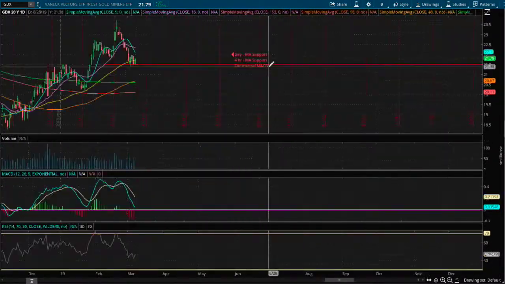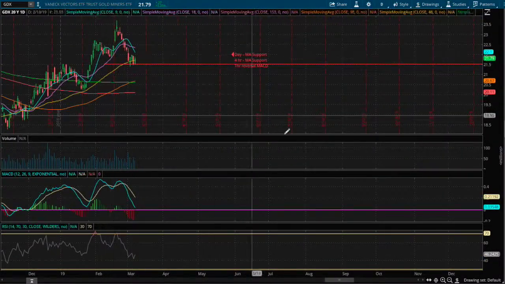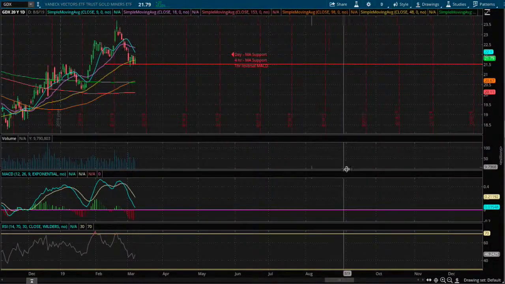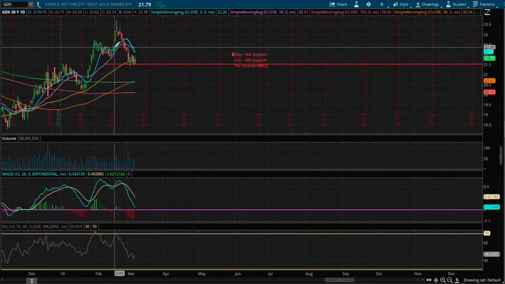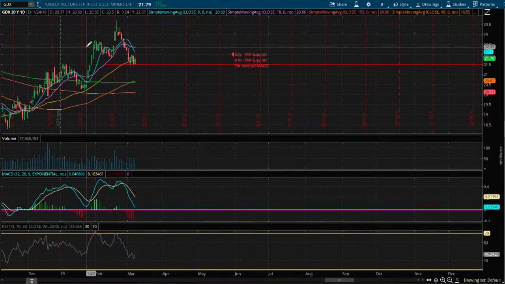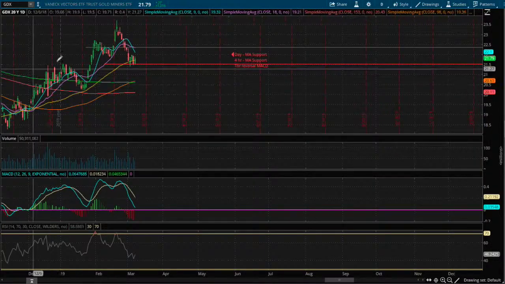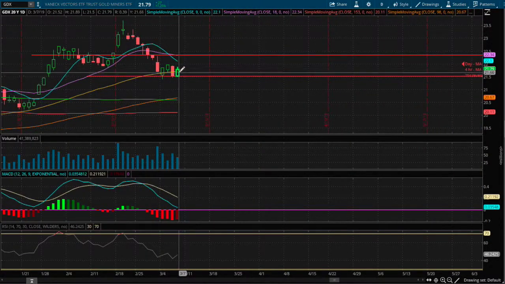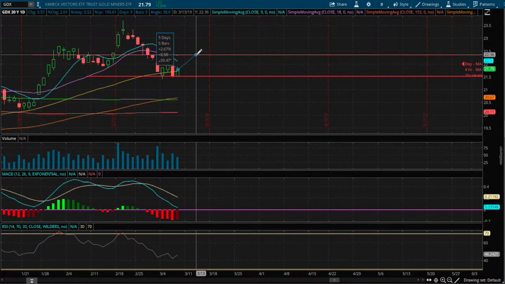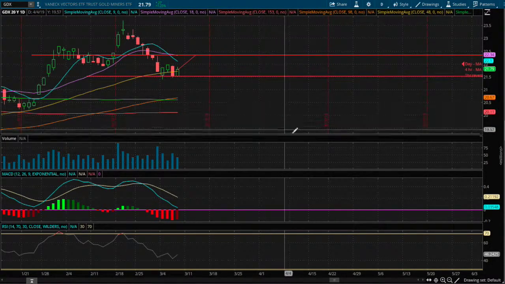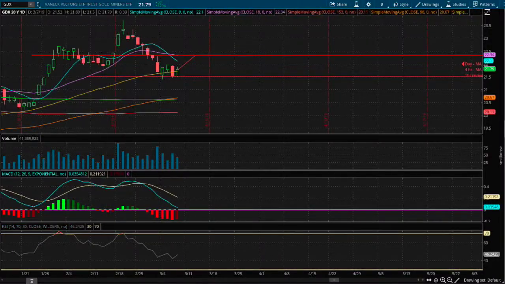So where I believe it'll touch next is around the price level of possibly the 18-day moving average, which is the purple line, and it's around 22.35. And from here to there, it is approximately a 2.6 or 2.7% move up. And let's check the other module.